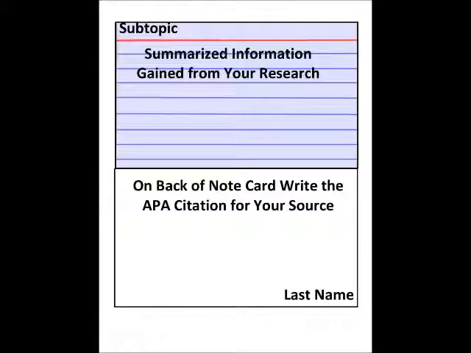So for your note cards, this is what I'm looking for. On the front side, you have your subtopic, which would be one of those minimum requirements that you are needing to research. You're going to summarize your information from that one source on the front side. On the back side of the cards, you're going to cite that source with APA format. And then again, don't forget you put your name on the card for grading purposes.